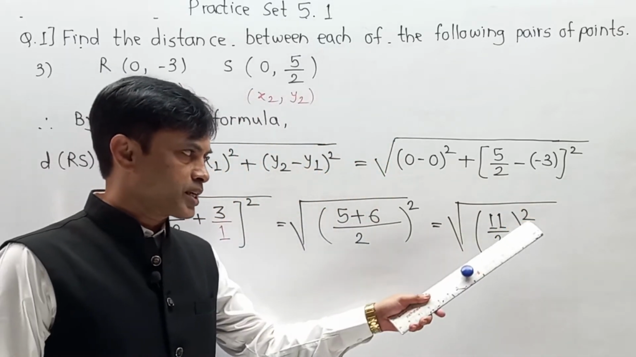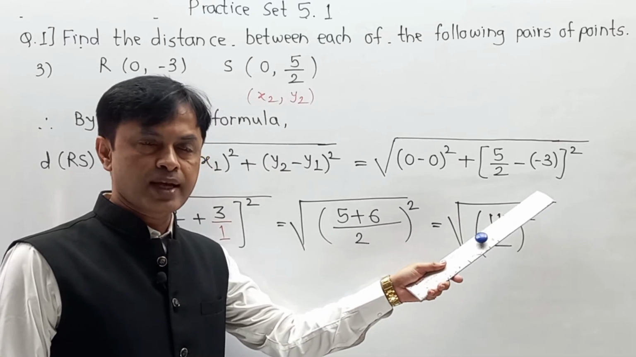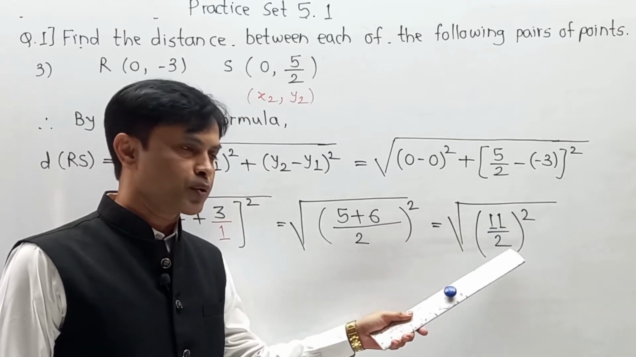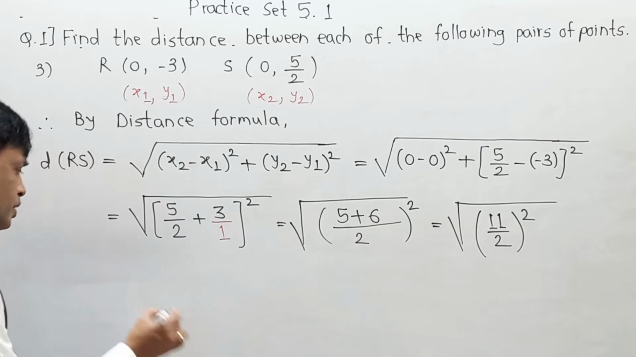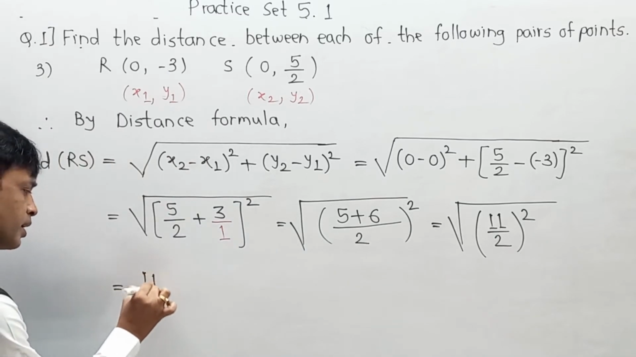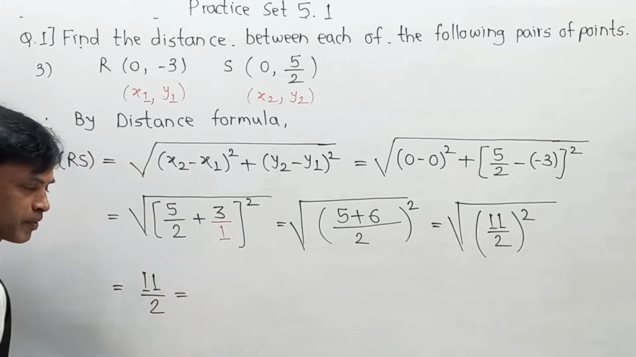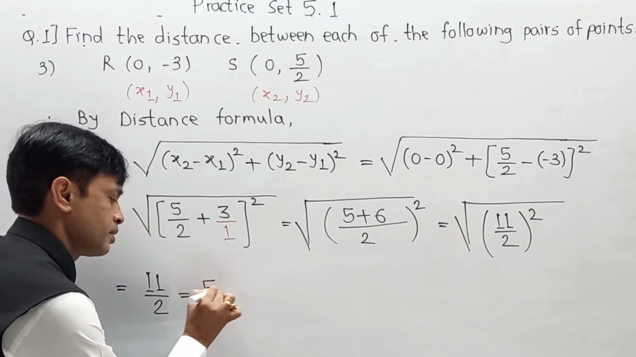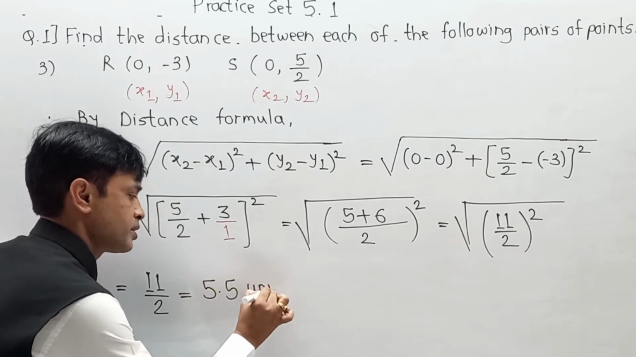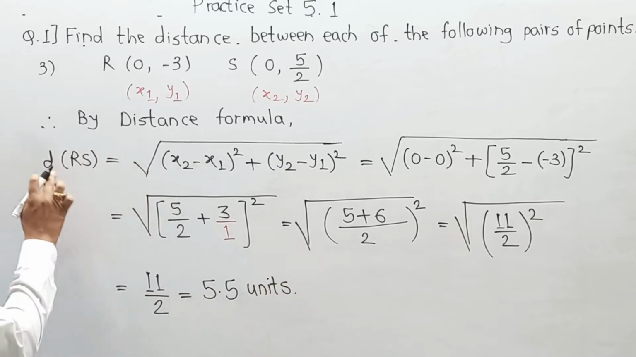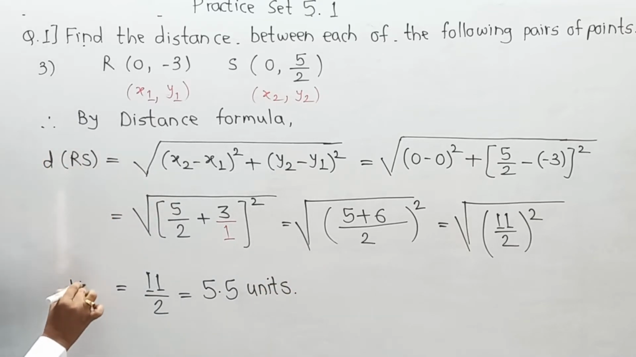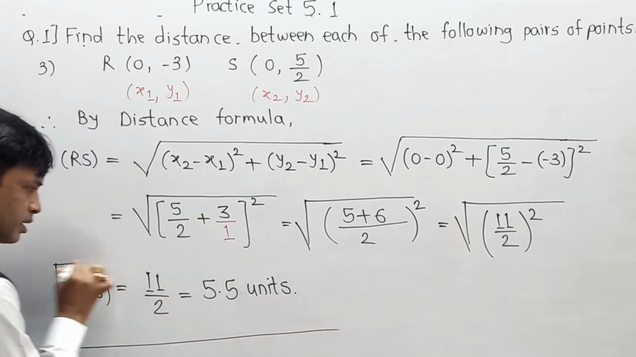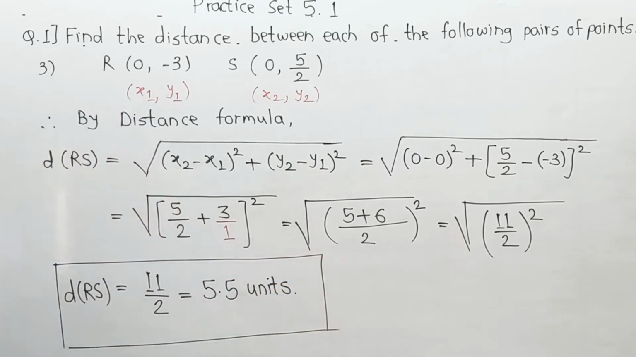Now simply pay attention, the square root cancels the effect of the square, and your answer comes out from the root as 11 upon 2. If you want to simplify 11 upon 2, that is nothing but 5.5 units, and that is the distance RS. And in this way our part is going to get completed.